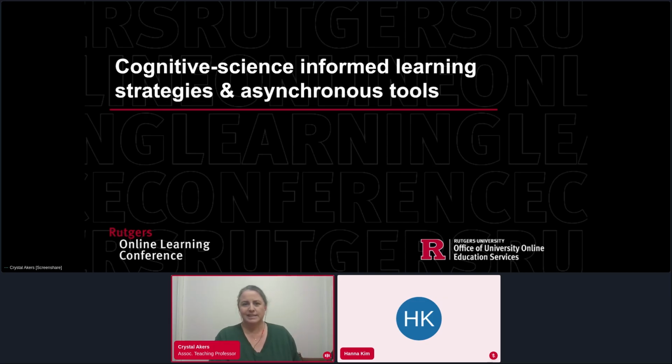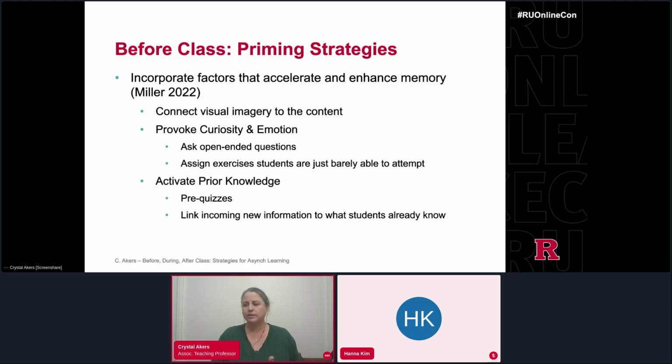Okay, so let's take a look at some of these strategies. All right, so before class, that preparation for instruction, I want to focus here on priming. So priming works best when we incorporate factors that accelerate and enhance memory. So what does that include?